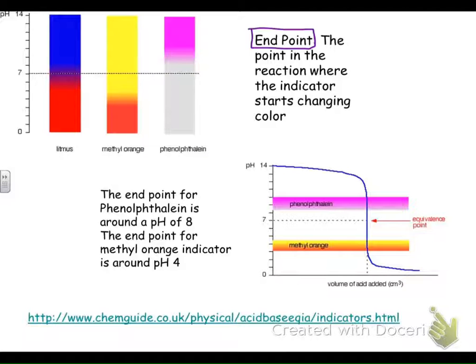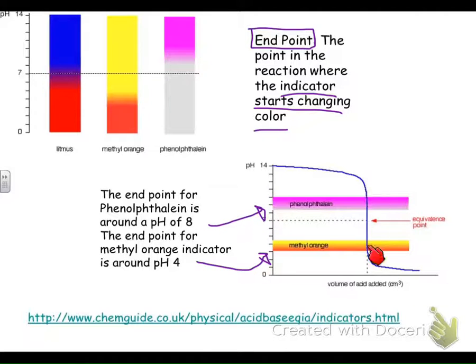So we have an equivalence point, but we also have this thing called an end point. An end point is the point in the reaction where the indicator starts changing color. So we worked on what an indicator does and what an indicator is when we did our household pH lab. Just remember, indicators change color in the presence of acids or bases. Phenolphthalein is what we will use in the lab, and phenolphthalein turns pink in the presence of a base. Phenolphthalein's endpoint, so where it starts changing color, is around a pH of 8.